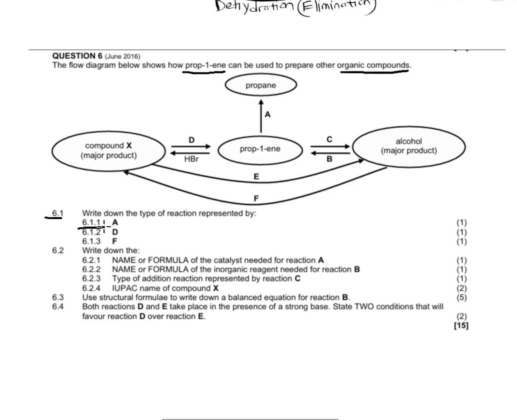We are at 6.1.1. Write down the type of reaction represented by A. What is the reaction that is represented by A? Okay, that's what we want. Guys, the type of reaction that is represented by A. You can see that the arrow is moving from an alkene going to an alkane. Can you see that, guys? From an alkene going to an alkane.